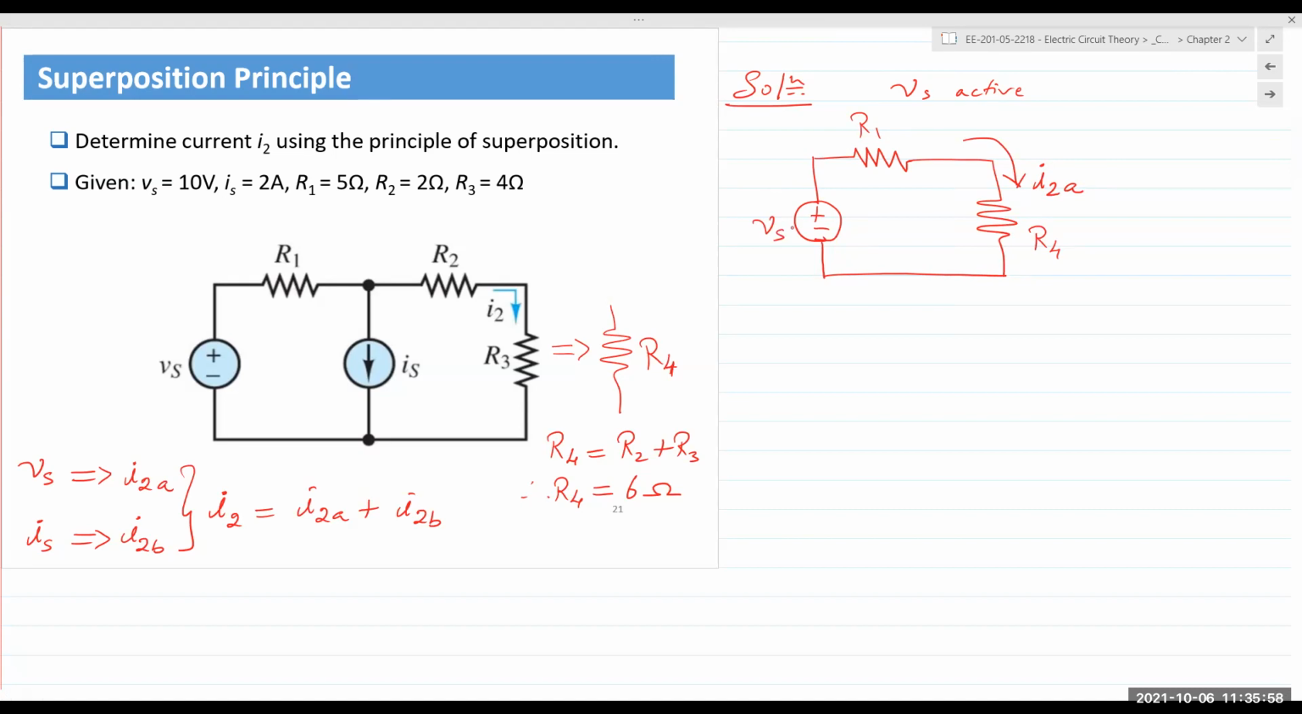It's a one-step answer. So you can write I2A is simply equal to VS over R1 plus R4. 10 divided by 11. This comes out to be 0.909 amps. It's a great illustration of how applying superposition can simplify your circuit, and you can have a one-step answer. Okay, so take 10 seconds while you write it down, think over it, and let me know if you have any questions.